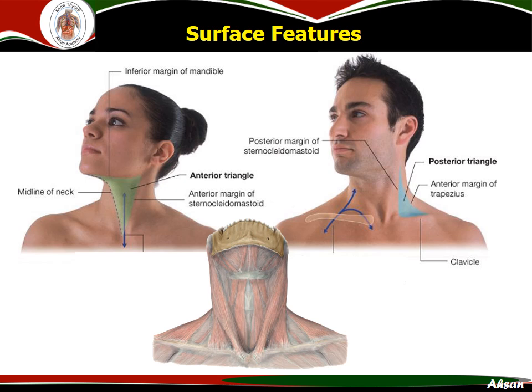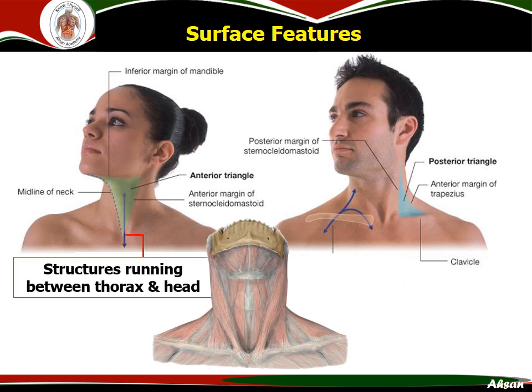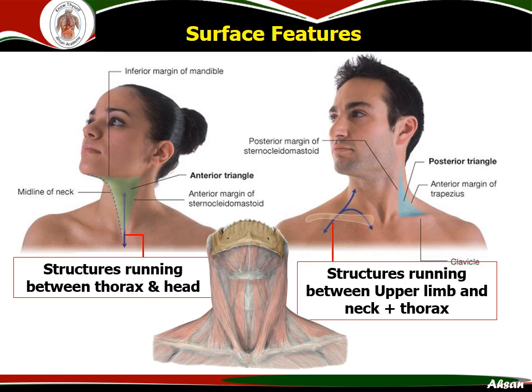This is anatomically important, that the anterior part is triangular in nature. You can see the structures that run between the thorax and the head. This follows this triangle, and on either side the posterior triangle. This is actually allowing the passage of the structures that run between limbs, neck, and thorax.